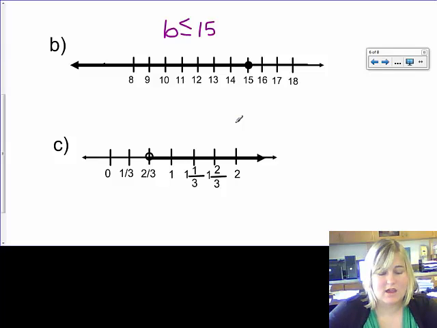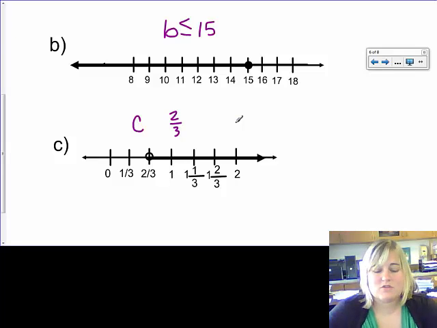On C, same thing here. I'm going to say we're talking about C. And we're talking about the point that this is at, which is 2/3. It's an open point, so there's no equal to. And it's pointing to the right, so it's going to be pointing to the right, which means greater than. So I have C is greater than 2/3.